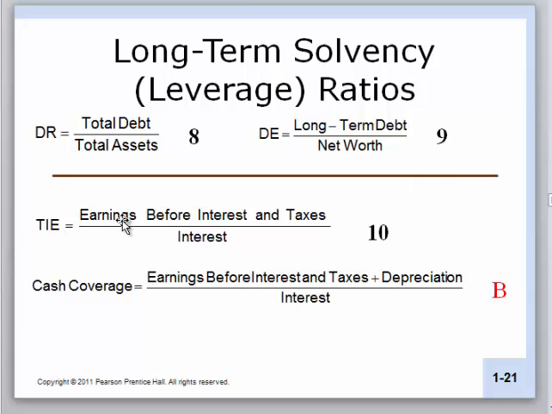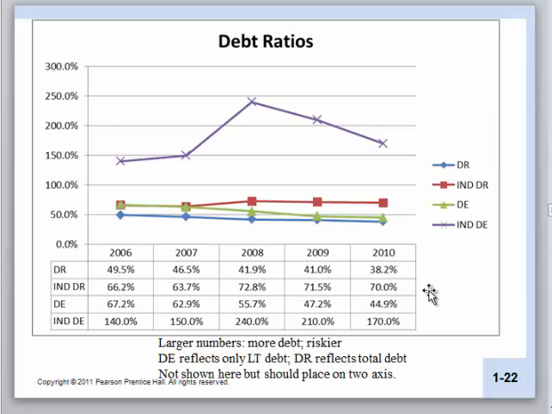The TIE ratio down below here and the cash coverage ratio basically are reflections of a company's ability to make payments. And if you notice, the difference between the two ratios is the numerator, where we actually change the numerator from a profit number to a cash flow number. So the cash coverage number is probably a more true picture of the actual amount of cash available throughout the year to make interest payments. So let's take a look.